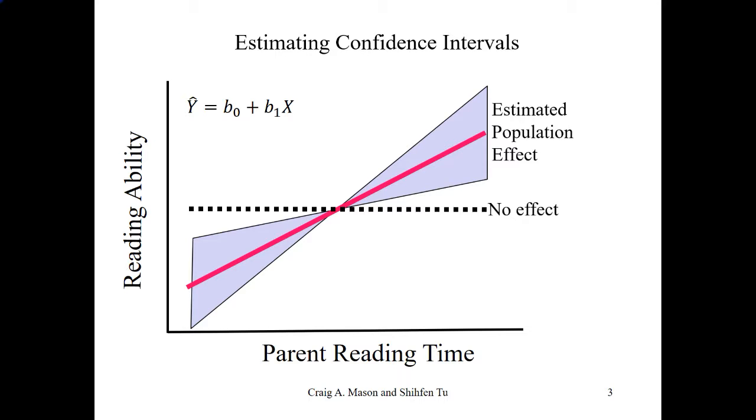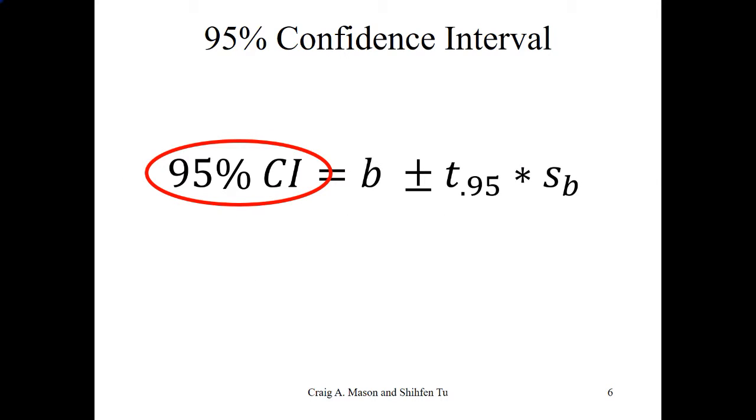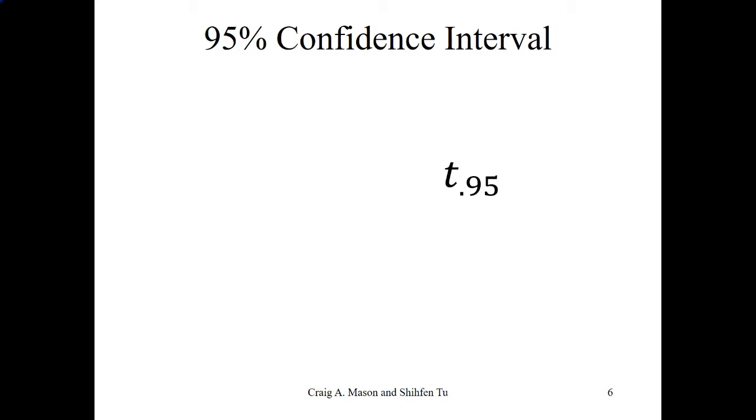Let's first look at the confidence interval formula, and then we'll dig into it a little conceptually. The 95% confidence interval for our regression coefficient is equal to the regression coefficient plus or minus the two-tailed t-score that bounds or contains 95% of the distribution times the standard error. Before plugging in values, let's talk a little bit about that two-tailed t-score that bounds 95% of the distribution.